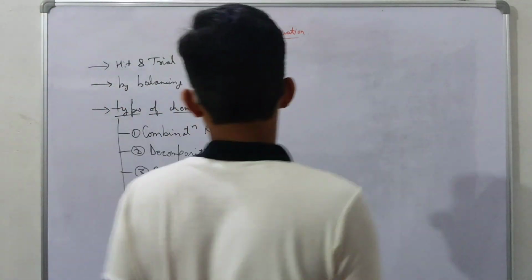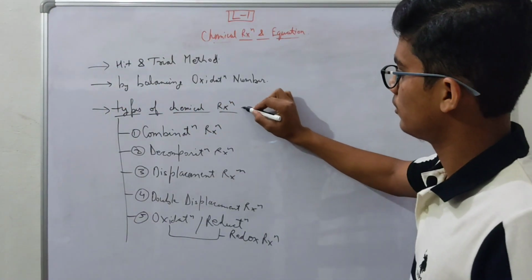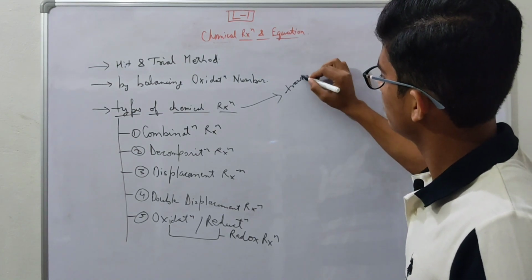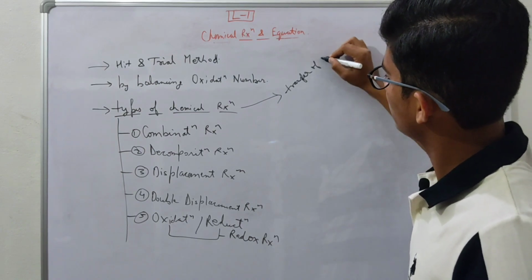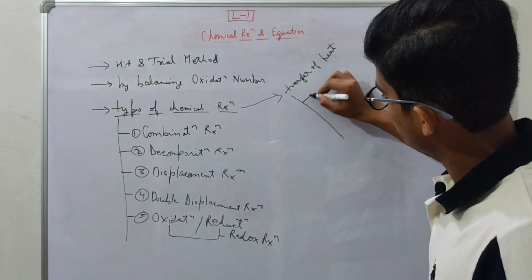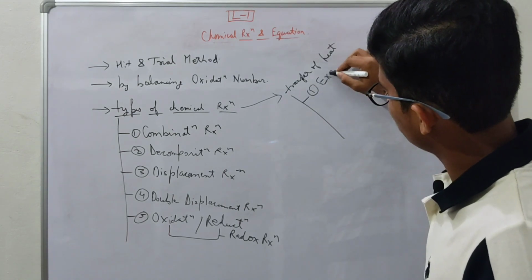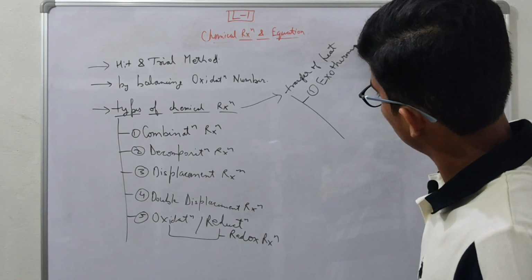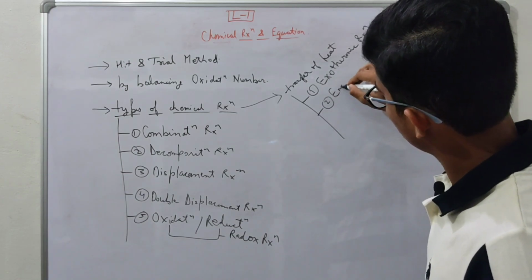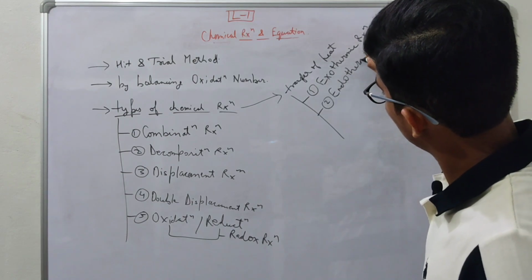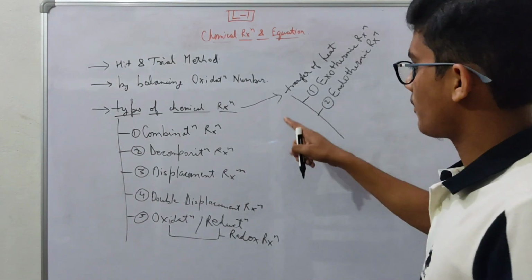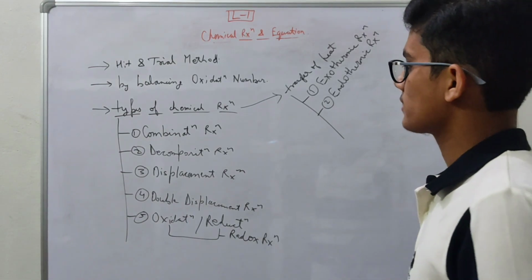Now we can also classify it on the basis of transfer of heat. On the basis of transfer of heat, there are two types: exothermic reaction and endothermic reaction. We will study about these one by one in the next lecture.